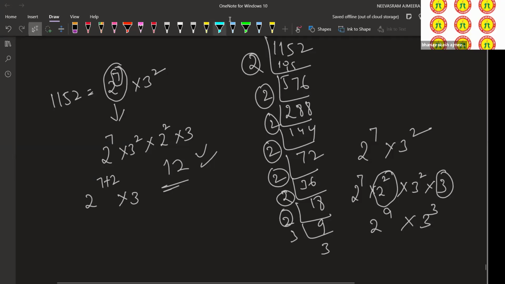Yeah, sorry students. Okay, so if you see here, 2 to the power of 7 plus 2 into 3 square. So I should make these powers multiples of 3.